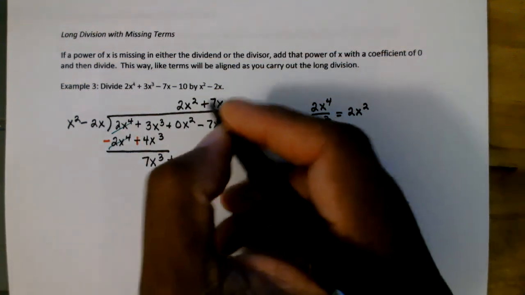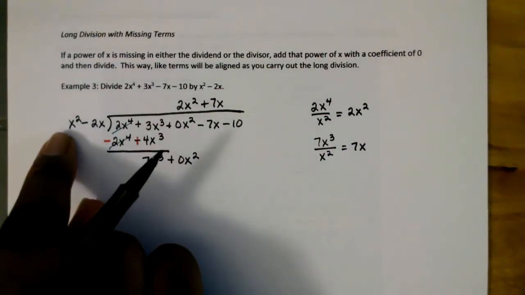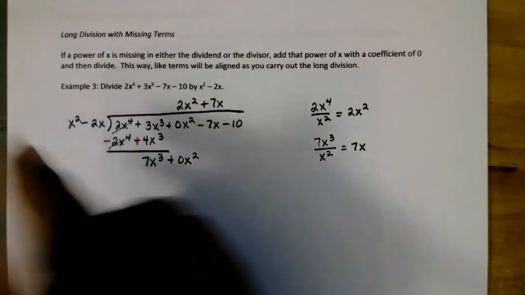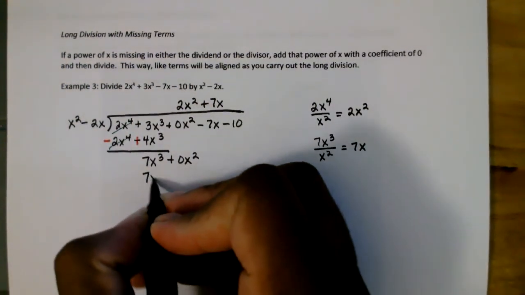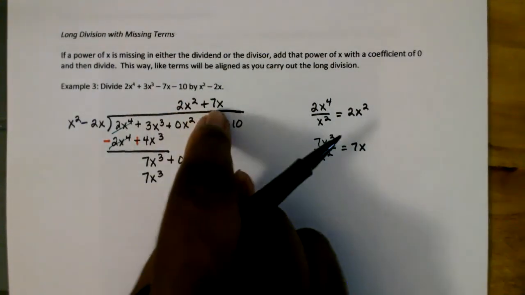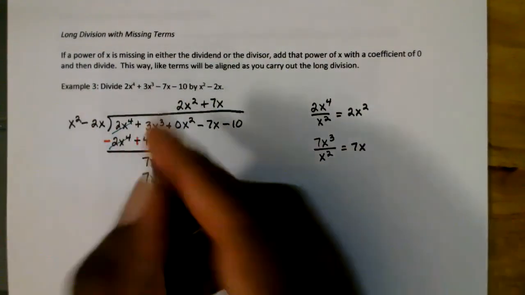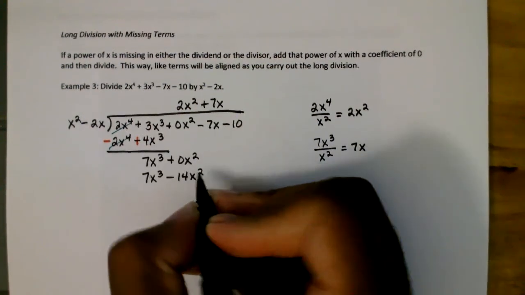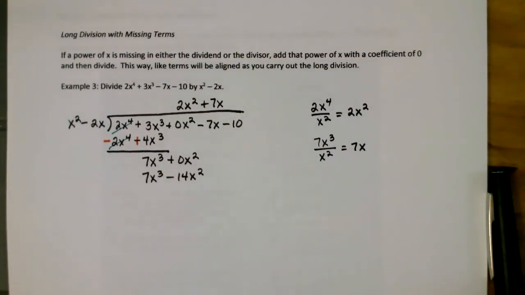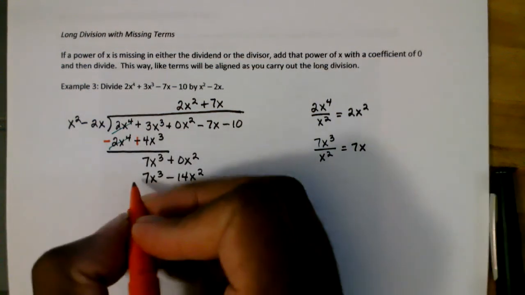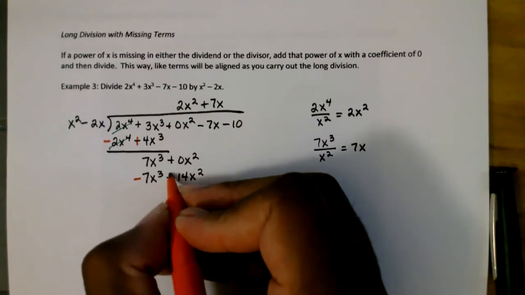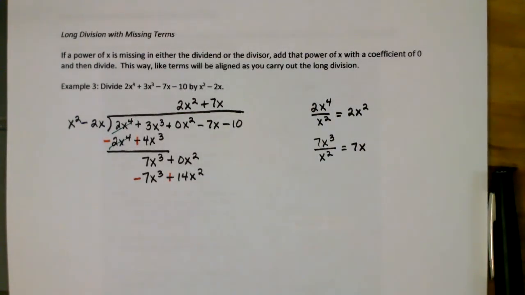And now we multiply that 7x by your divisor. So 7x times x squared, that's 7x cubed. 7x times minus 2x will be a minus 14x squared. And then we subtract by changing the sign. So this will be minus 7x cubed, and this will be plus 14x squared.